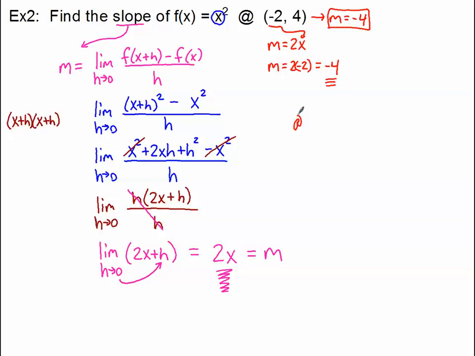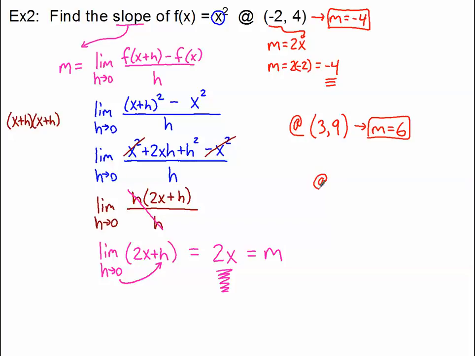Let's say I wanted to find the slope at a different point. Let's say the point 3, 9. I know that 3, 9 is on this curve because if I plug in a 3, I get 3 squared as the output, which is 9. If I wanted the slope at this point, then I would plug a 3 into this formula, into this expression for slope, and this slope would be 6 because 2 times 3.